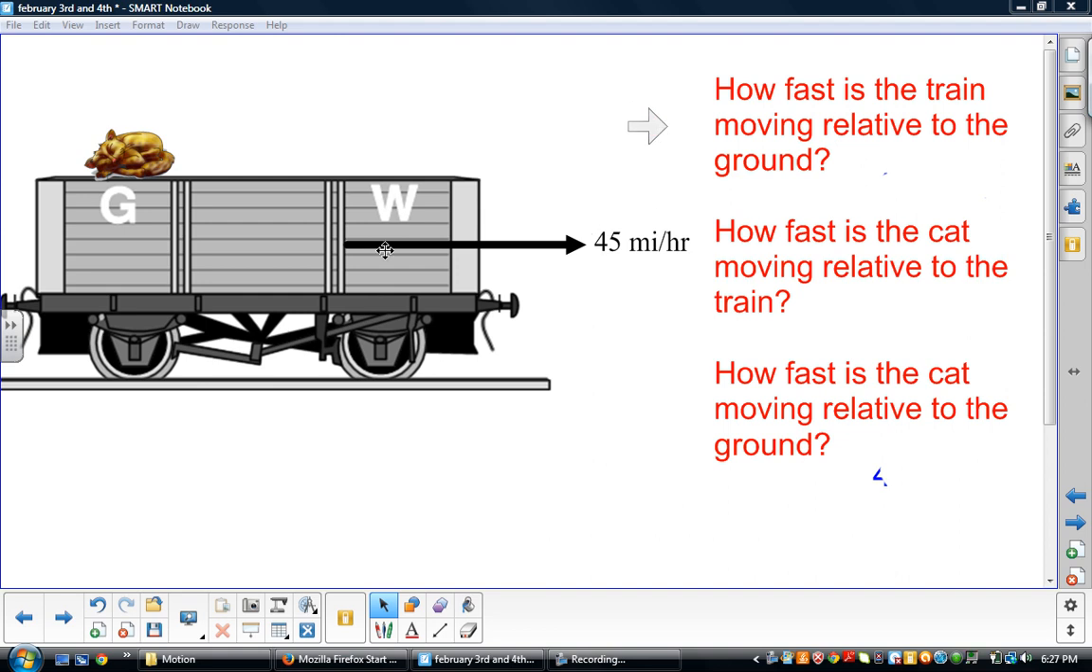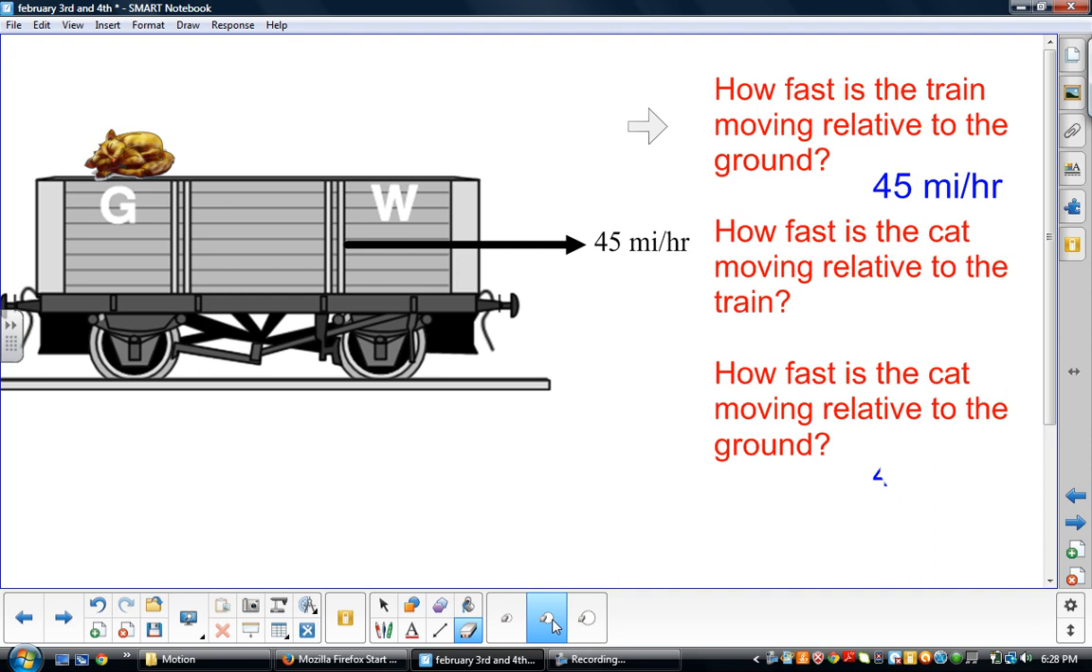And you see right here an arrow. You see, I also see a W and a G. They don't mean anything. You can ignore them. But you see this big old arrow here, and it's pointing this way, and it has a measurement with it. And this measurement is a speed measurement. It says 45 miles per hour. The arrow tells you the direction of the motion. So, how fast is the train moving relative to the ground? 45 miles per hour.